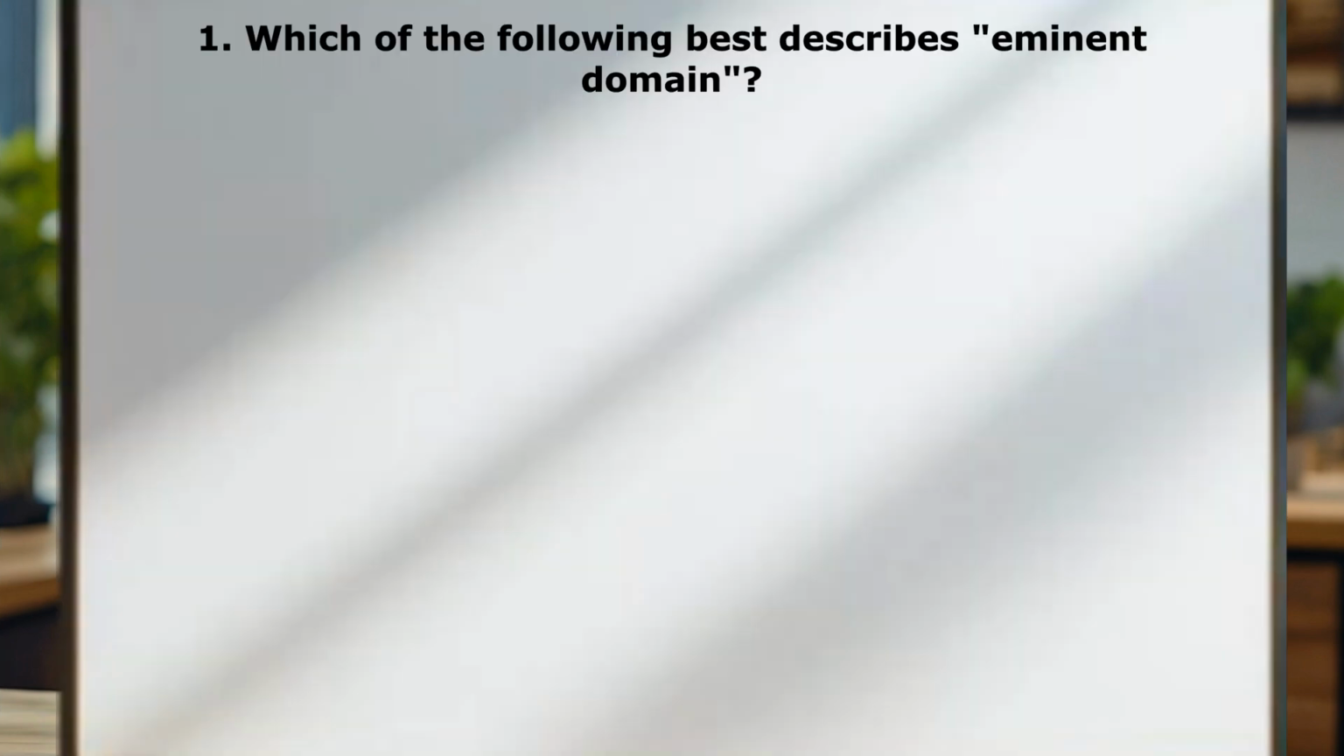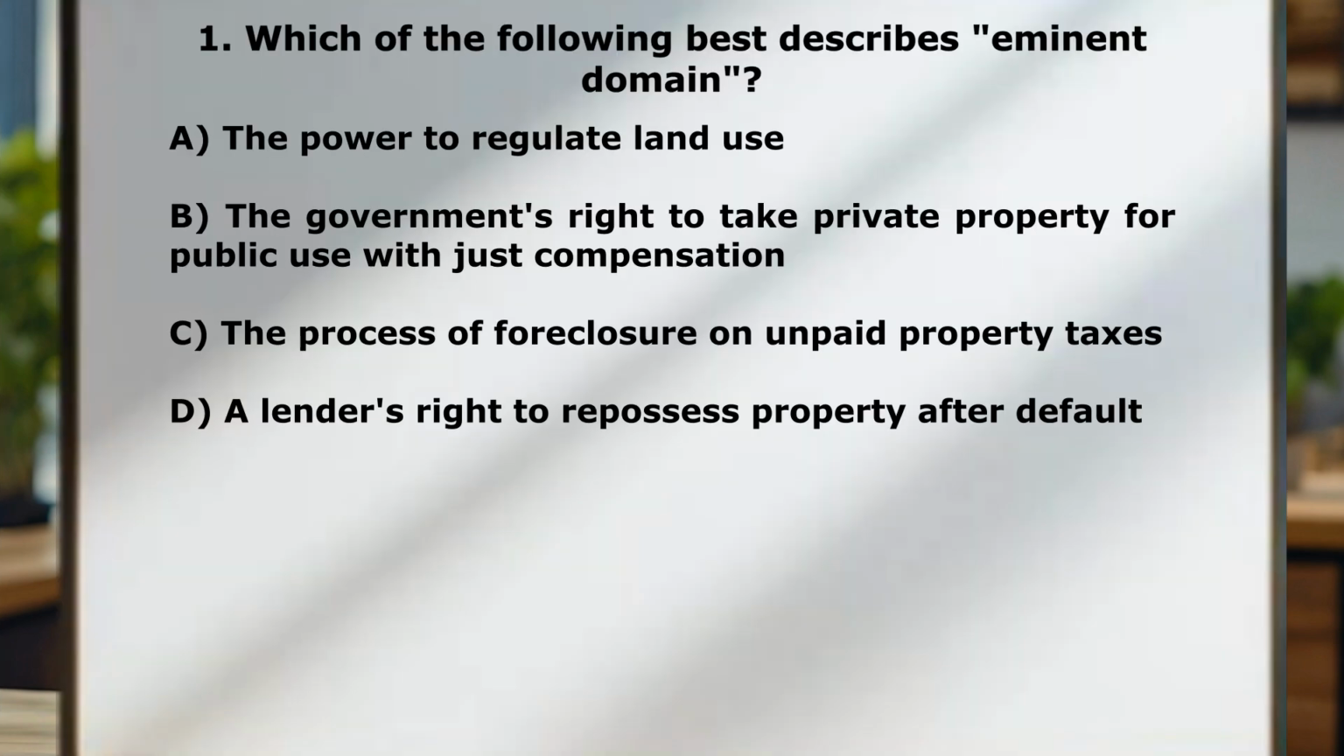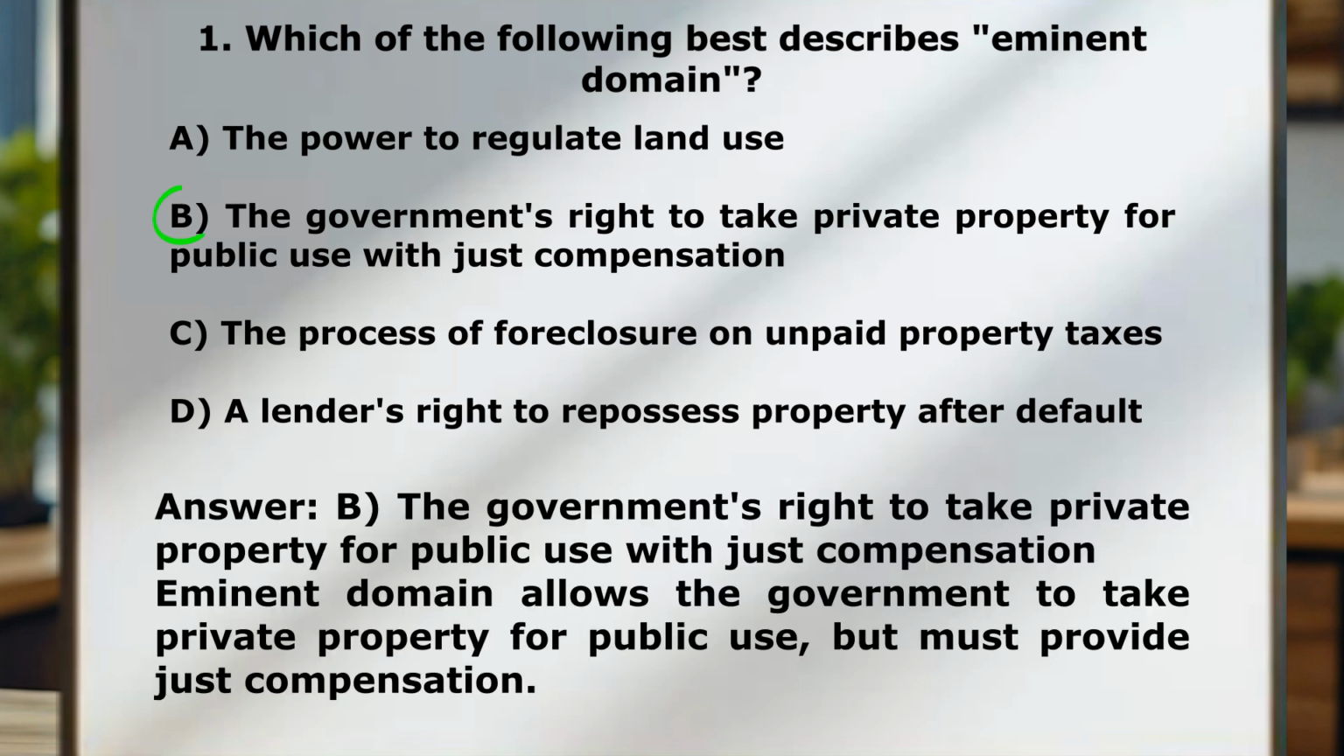Question number 1. Which of the following best describes eminent domain? A, the power to regulate land use. B, the government's right to take private property for public use with just compensation. C, the process of foreclosure on unpaid property taxes. D, a lender's right to repossess property after default. Correct answer here is B, the government's right to take private property for public use with just compensation.